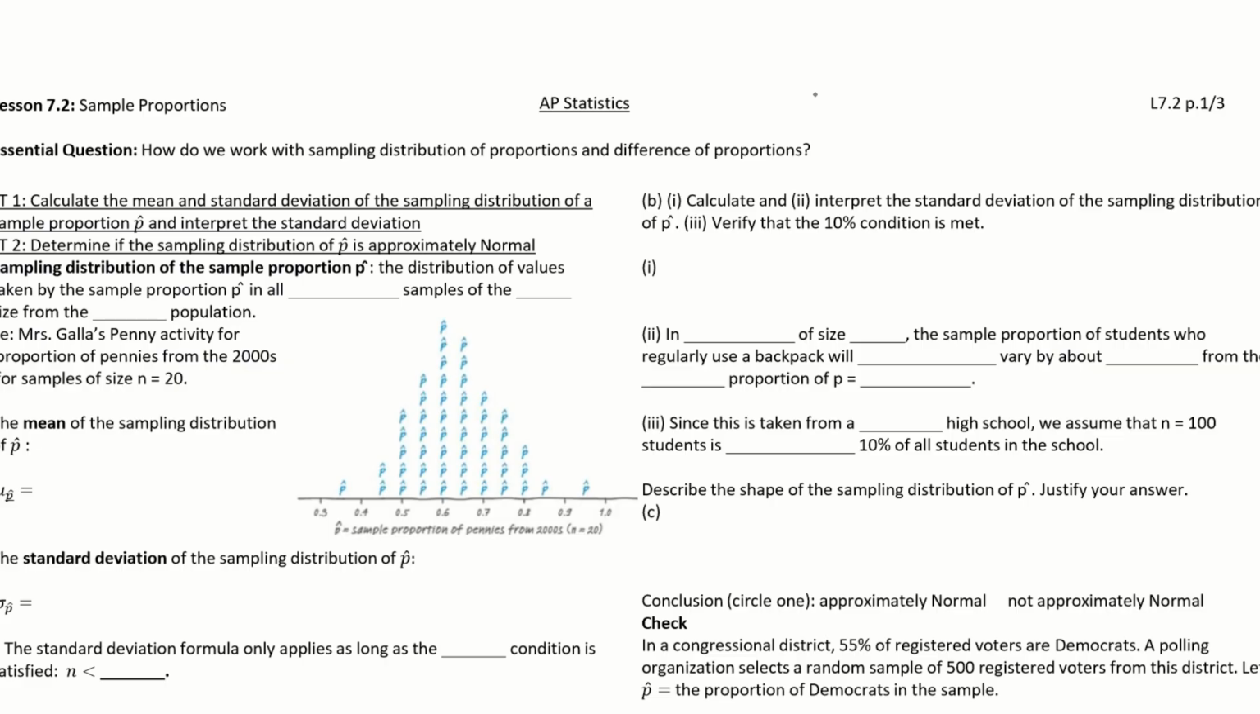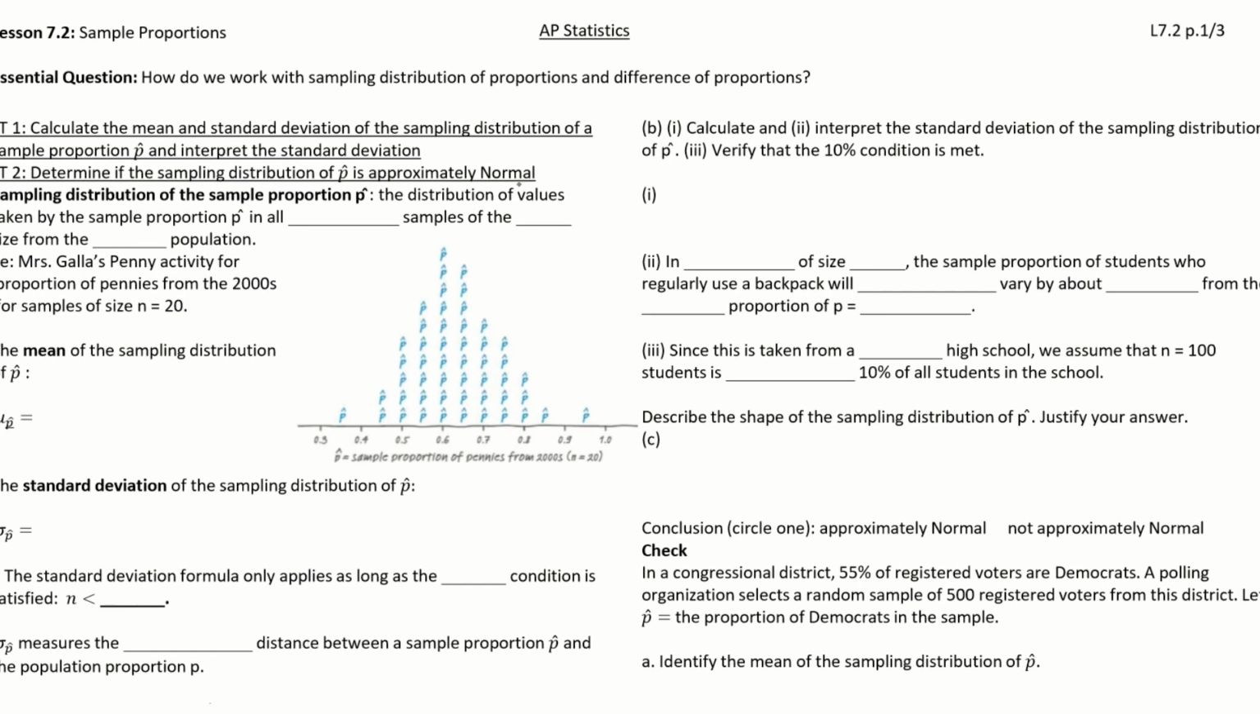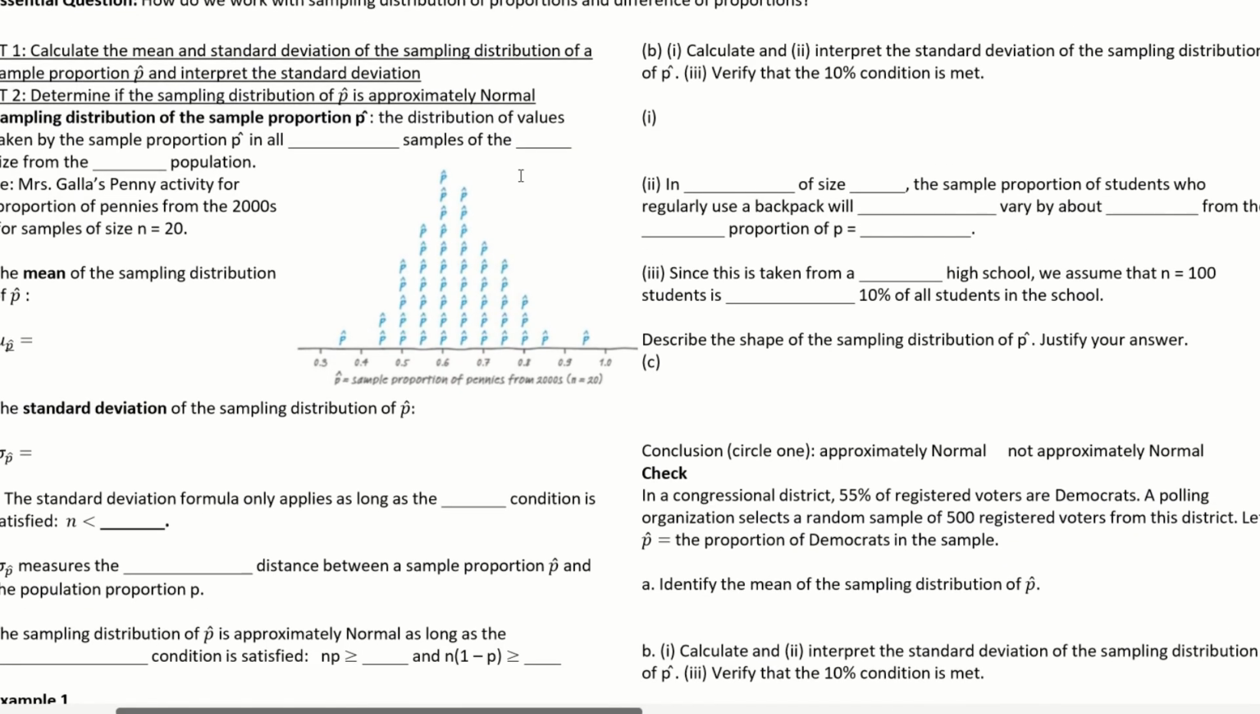So what we want to do is work with the sampling distribution of proportions and the sampling distribution of the difference of proportions, and we want to know how to work with those two. Learning target number 1: calculate the mean and standard deviation of the sampling distribution of p hat, and interpret the standard deviation. Learning target 2: determine if the sampling distribution of p hat is approximately normal.